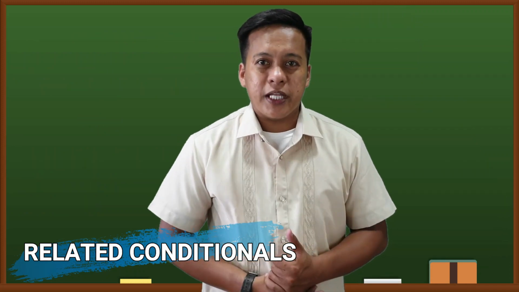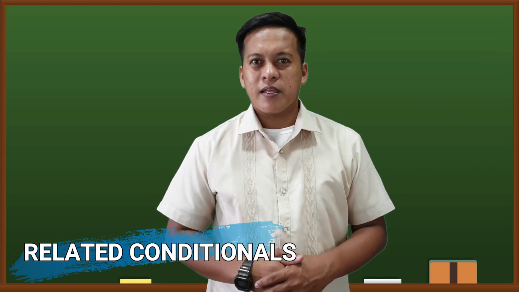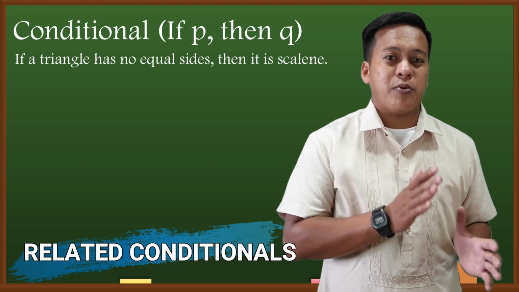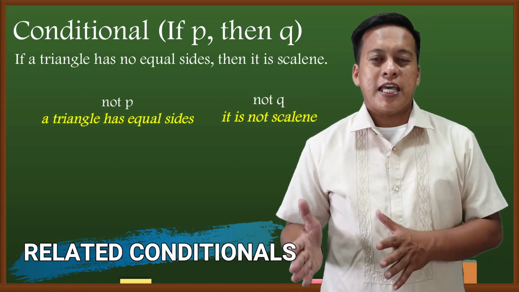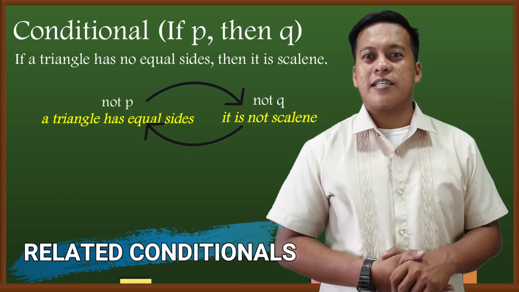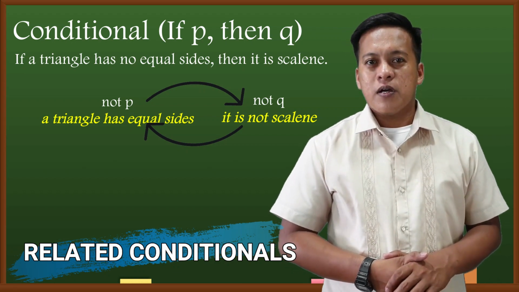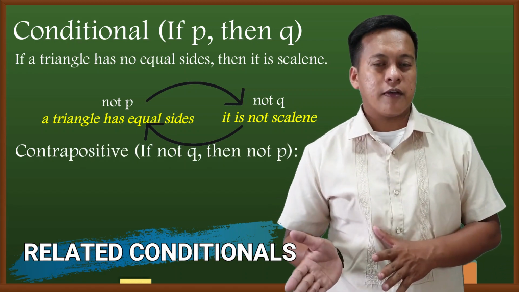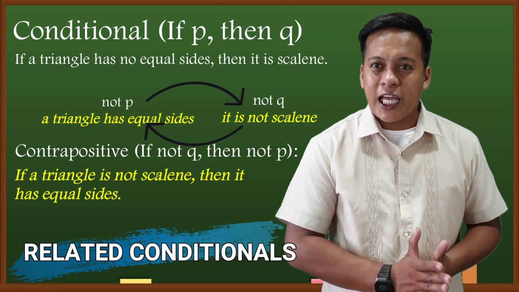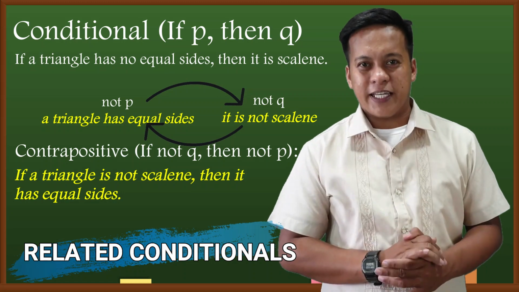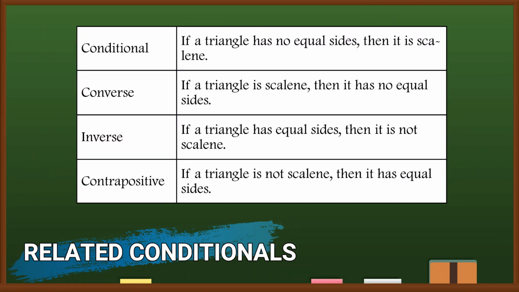Lastly, we determine the contrapositive statement. Again, this can be done by negating both the hypothesis and the conclusion and interchanging them. Also, by following the correct syntax, we have contrapositive: if not Q, then not P. If a triangle is not scalene, then it has equal sides. The summary of our answers is presented in the following table.